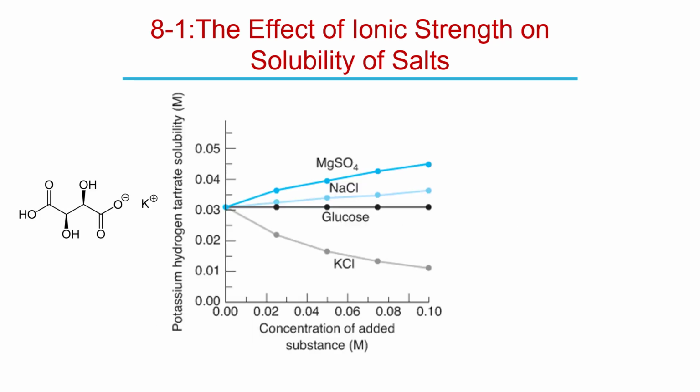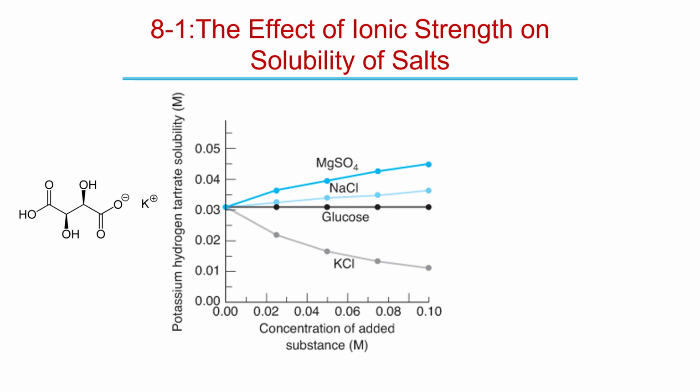Next, I want to think through the concepts that are shown in this figure. There's a lot to this figure. So what we see on the left-hand side is potassium hydrogen tartrate solubility. And so the structure of that compound is shown on the left. It's an ionic compound with a potassium cation. And then on the right-hand side, we have the concentration. On the x-axis, we have the concentration of each substance added. And so either we added glucose, sodium chloride, magnesium sulfate, or potassium chloride to our solution of potassium hydrogen tartrate. And we look to see how did the solubility of the species change as we added more and more of that substance to the solution.